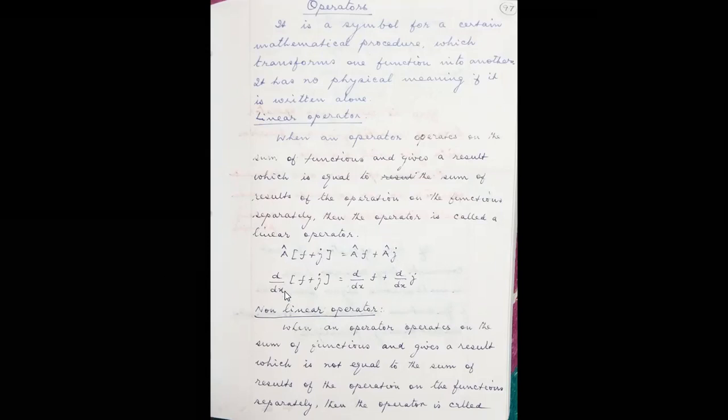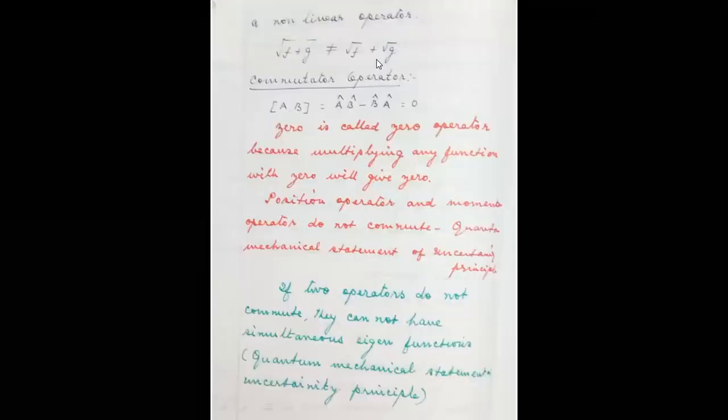Look here, d by dx of f of x plus j of x is equal to d by dx of f of x plus d by dx of j of x. This is a linear operator. If such a thing cannot be done, that is a non-linear operation. Look here, square root of f plus g is not equal to square root of f plus square root of g. Next one is the commutator operator.